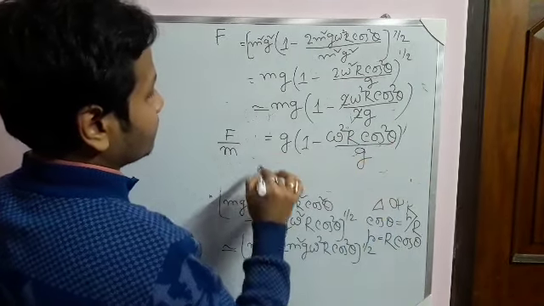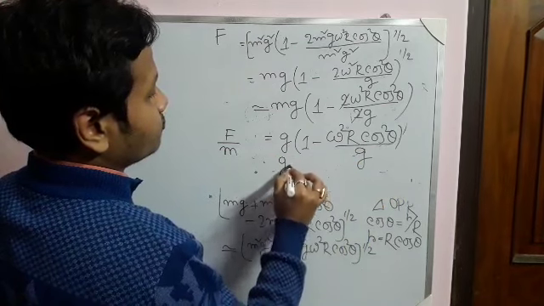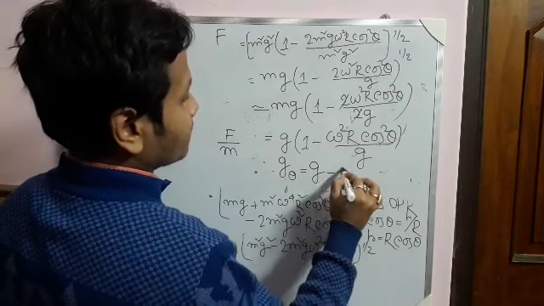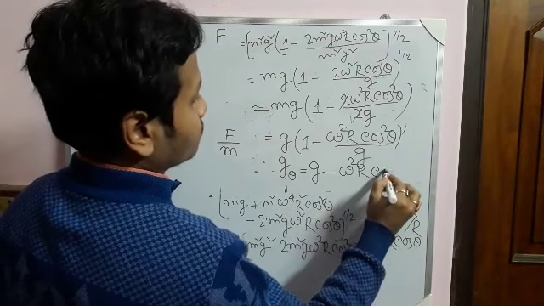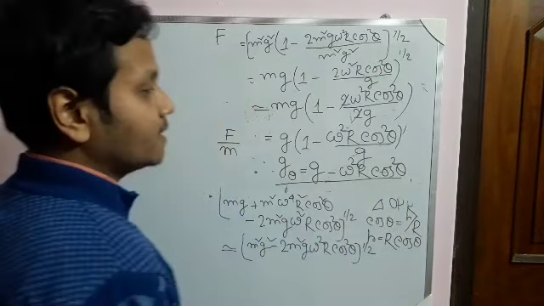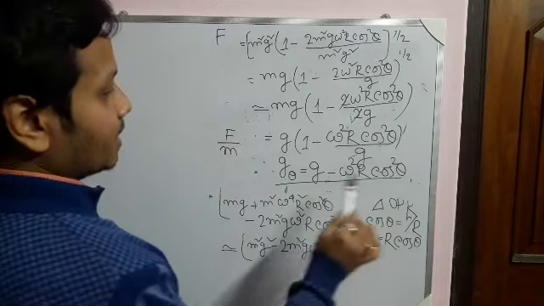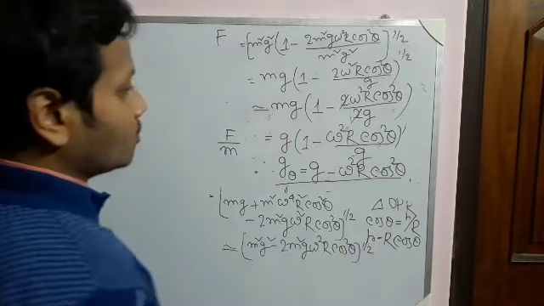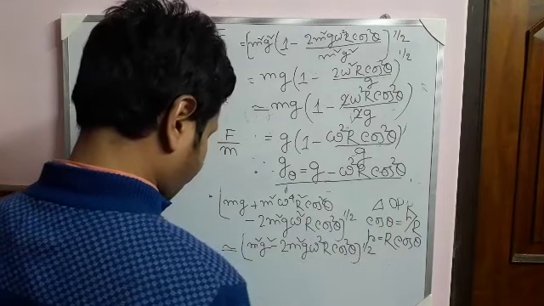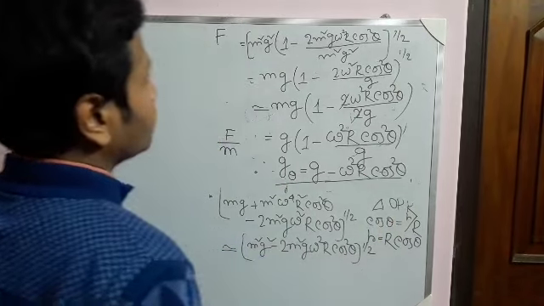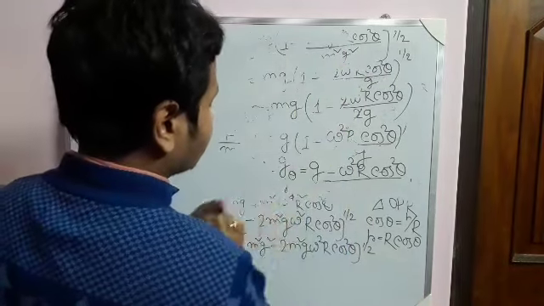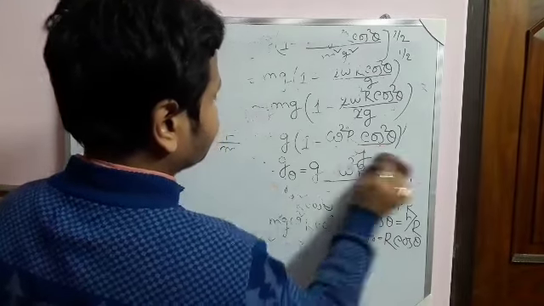And what is this? This is the acceleration due to gravity at latitude theta, that is g theta. We simply write g minus omega square r cos square theta. This is the ultimate result, the acceleration due to gravity at a latitude theta. This is the working formula: g theta equals g minus omega square r cos square theta. So we have derived this working formula.